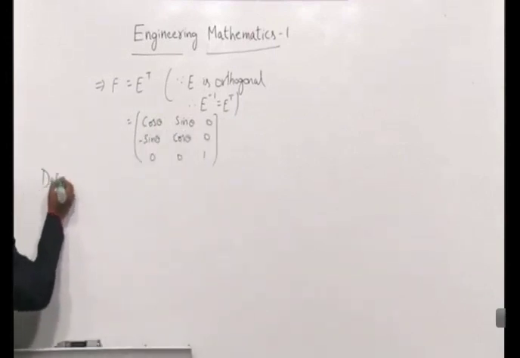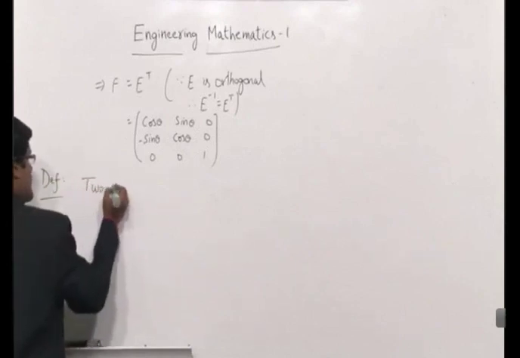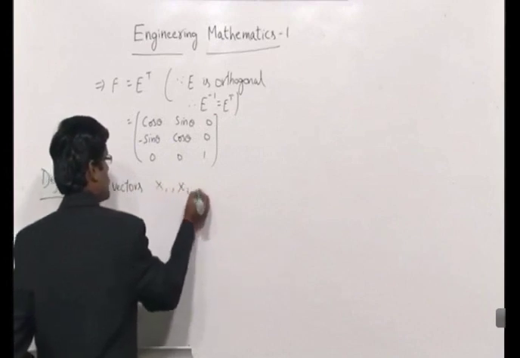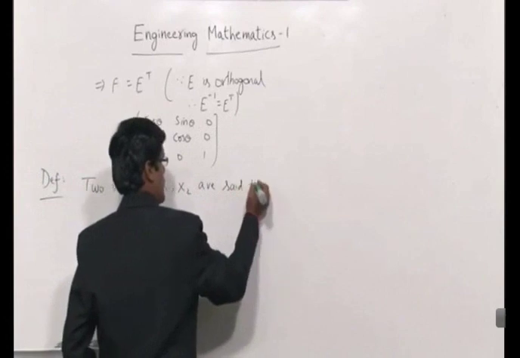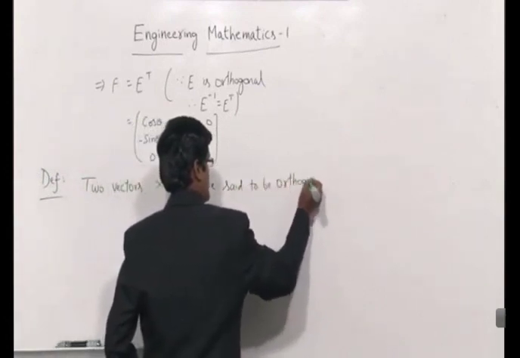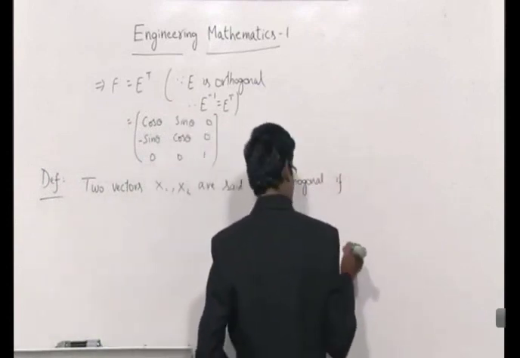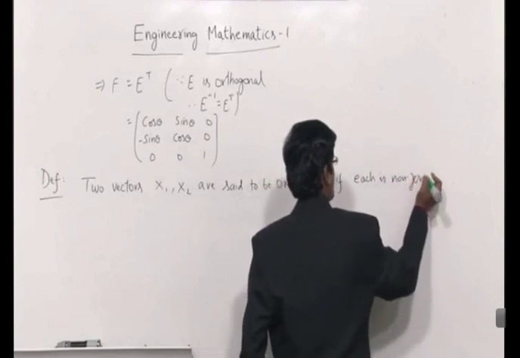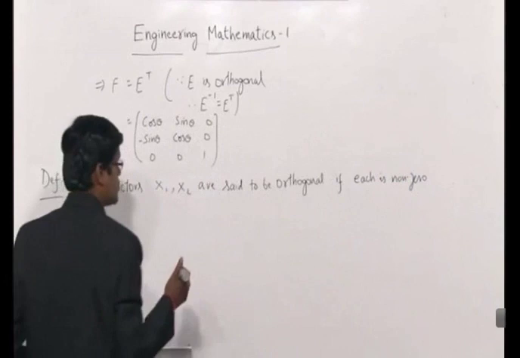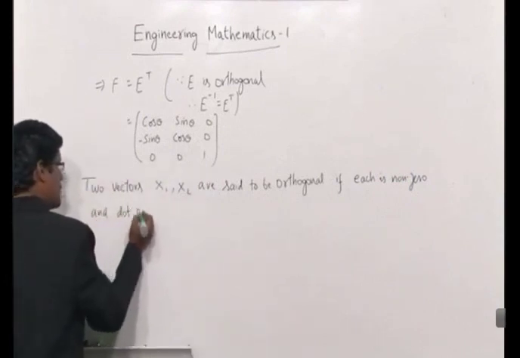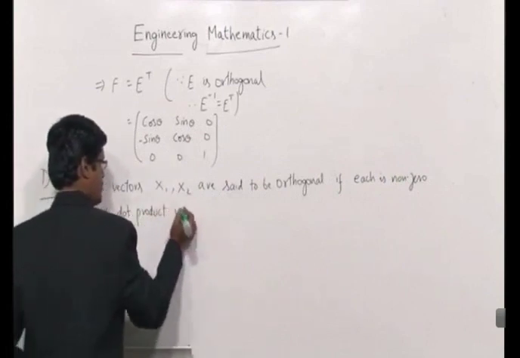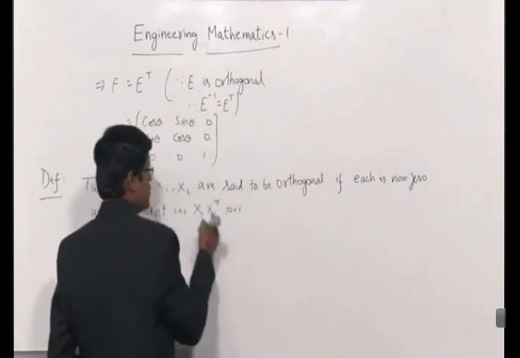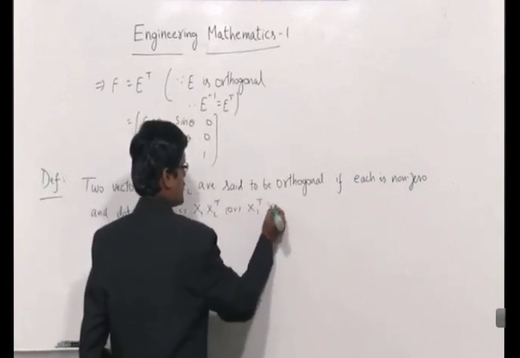See, the definition regarding orthogonal matrix. Two vectors, where vectors means either rows or columns, or in vector algebra also, x1 and x2 are said to be orthogonal if each is non-zero. That means each is a non-zero vector, with at least one element in the vector, row or column, being non-zero, and the dot product, that is x1 into x2 transpose, or depending on the order, either row or column, x1 transpose into x2, is equal to 0.